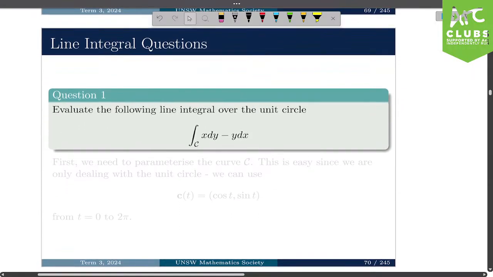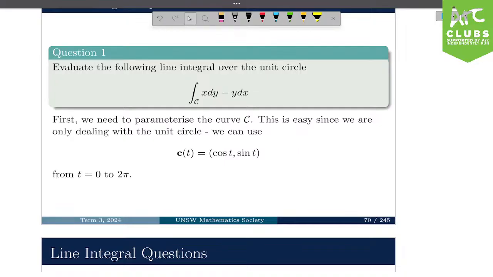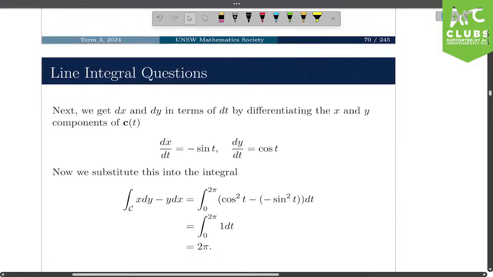Okay, so let's try evaluating a line integral over the unit circle. Okay, so unit circle is important. I'm going to underline that. That's very important. So first, we want to parametrize our curve C. Now, we're told it's unit circle. Okay, very nice, fantastic. So we can just use the standard parametrization of a unit circle, cos t, sin t. And we want to trace out a full revolution around the unit circle, so t goes from 0 to 2 pi. So nothing too crazy.